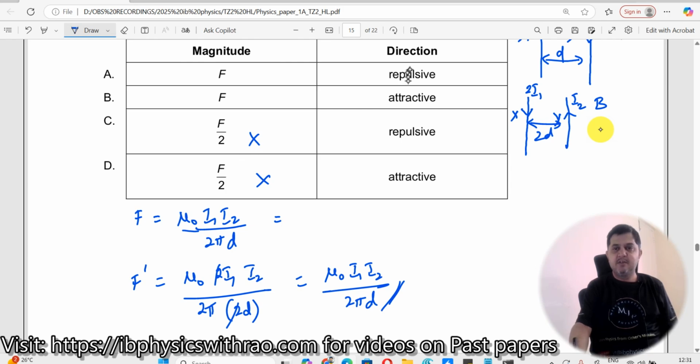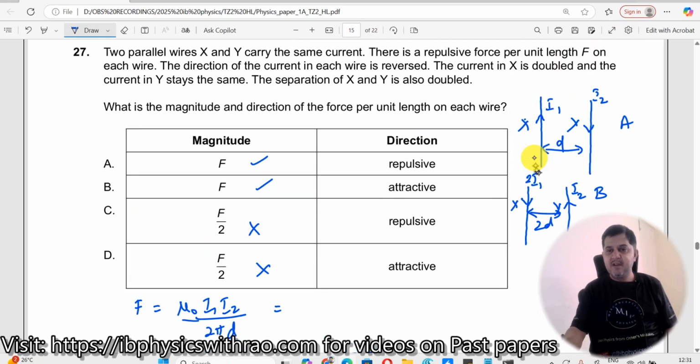Now the next one. Let us look at this one. Now what is happening to the direction? See, he said that the direction of the current in each wire is reversed. It's not only one wire, both the wires. In this case, if it was going upwards, it's downwards. Here it is going downwards, it's going upwards. Once again, you see the currents are moving in opposite directions.